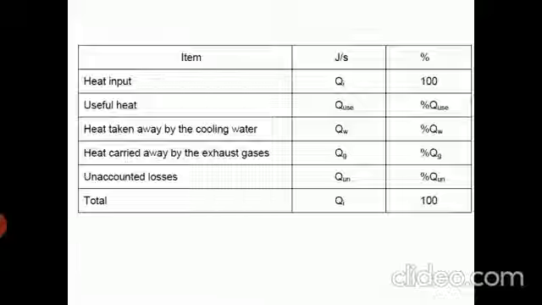Generally, 30% useful power output, 30% lost in the cooling water, 30% will be lost in exhaust gas, remaining 10% will be unaccounted heat loss. That is a rough estimate for any given heat balance sheet. If you are drawing a heat balance sheet for any system, 30, 30, 30: 30% of Q_BP, 30% of Q cooling medium, 30% of hot gases, then 10% of unaccounted heat loss.